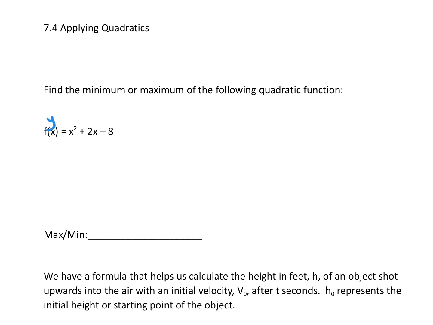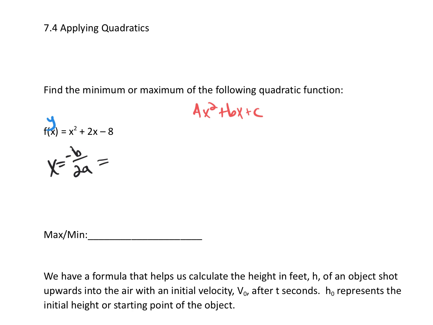So as we try to find the maximum or minimum, we see that it's in the standard form, where we have our ax squared plus bx plus c format. Just remember we want to start by trying to find the axis of symmetry, or the x value at the vertex. So to do that, we use x equals negative b over 2 times a.